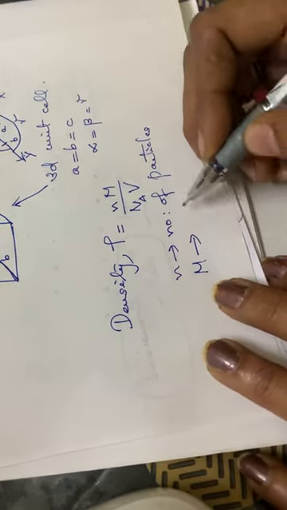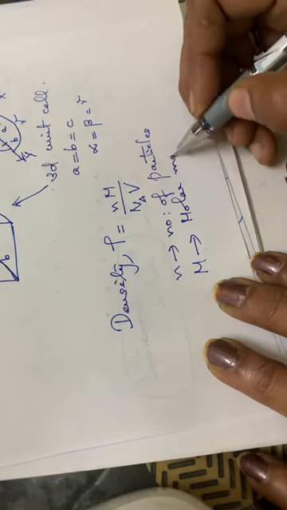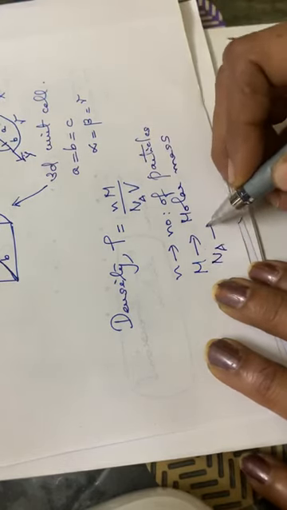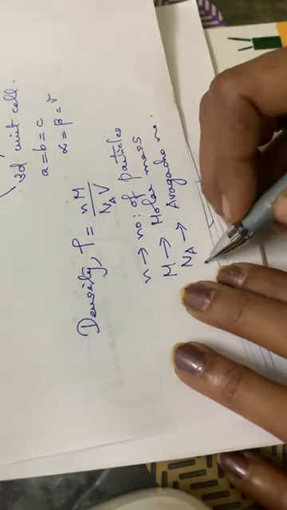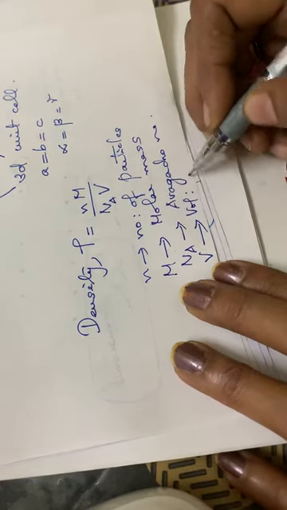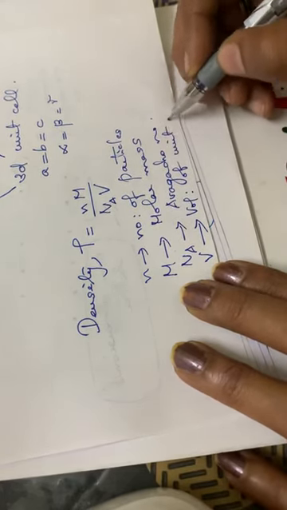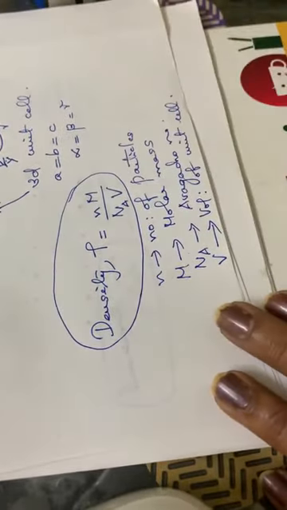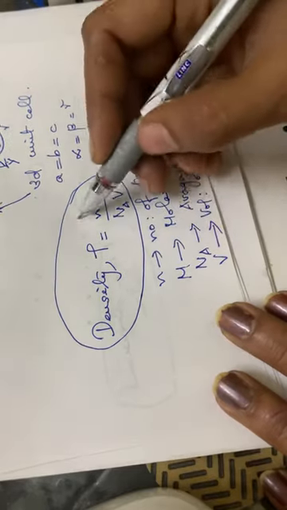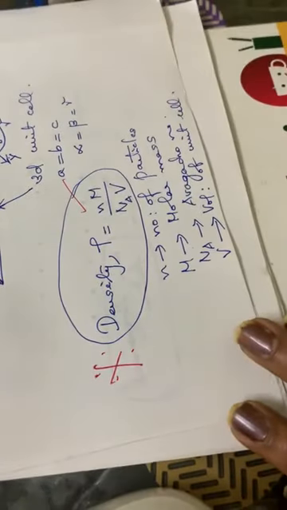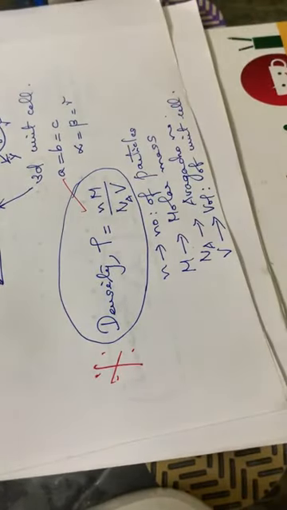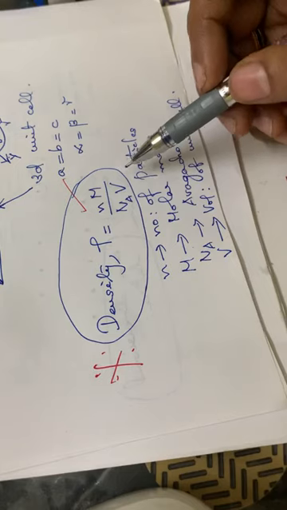Then capital M, as you know, is the molar mass. Na is the Avogadro number, and capital V is the volume of the unit cell. So this is the formula for calculating the density of a crystal: density rho is equal to n into M divided by Na into V. This formula is very, very important. You have to study it, and there are also some problems with this formula.